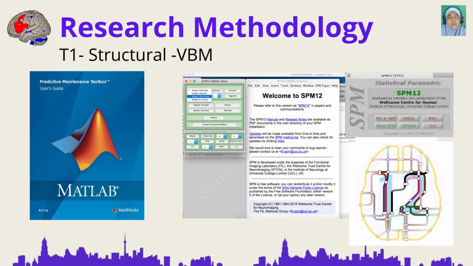This is the software that we use to read our images from MRI, which we call MATLAB. And then we install the SPM12 to do the image processing, first level and second level analysis. And then we perform the voxel-based morphometry, which identifies the areas that have activation in the brain for the Alzheimer's disease patients and healthy control.